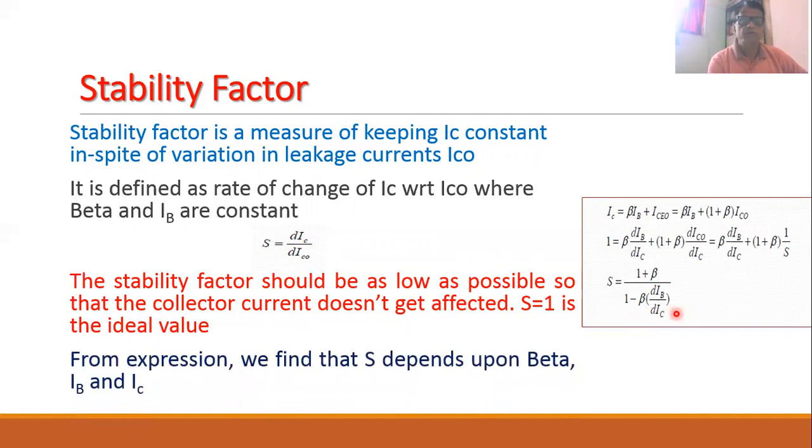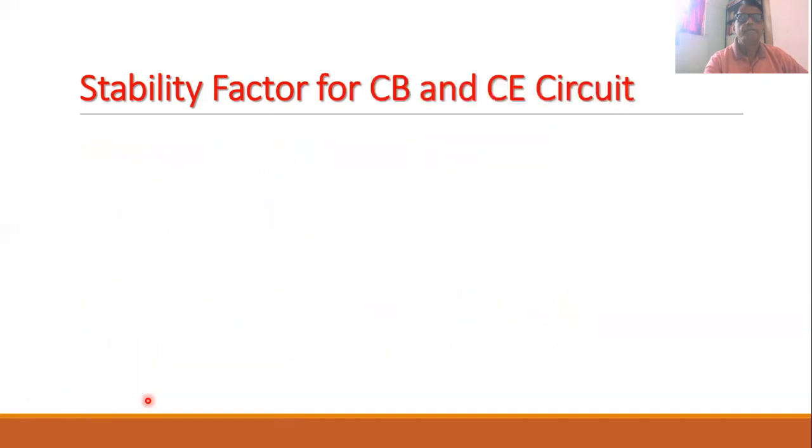So from this expression, we find that the stability factor of a transistor depends upon the beta value of the transistor. It also depends upon the base current IB and the collector current IC. Now let us determine the stability factors for common base circuit and for common emitter circuit. We know that the transistor can be used in common base configuration, where the base terminal is made common to both input and output. In case of common emitter circuit, the emitter terminal of the transistor is made common to both input and output.